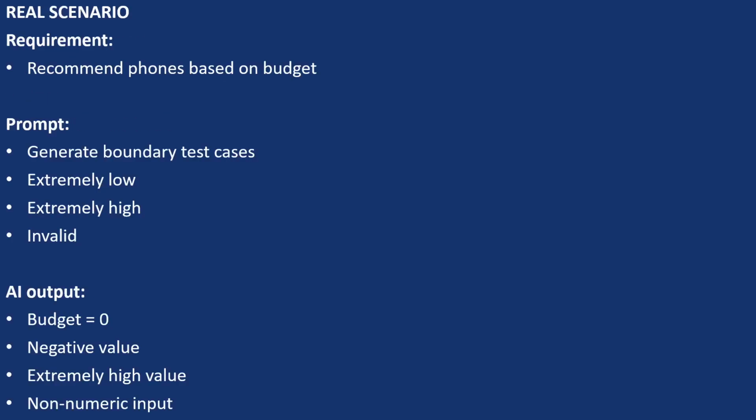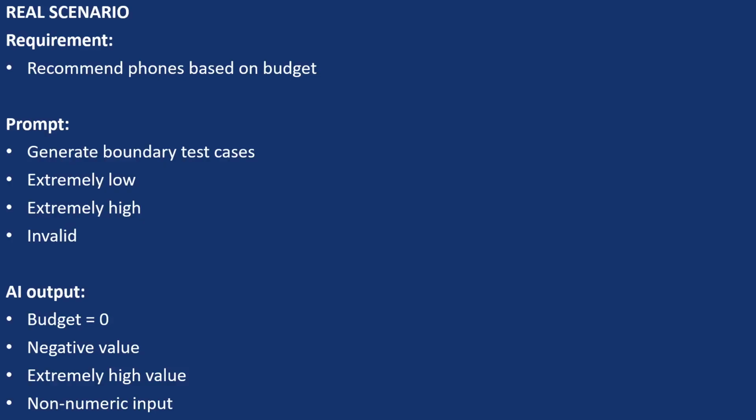Now let's apply everything to a real project, for example MobileGPT. It recommends phones based on the budget. So the tester's prompt is: generate boundary test cases for phone recommendation when budget is extremely low, extremely high, or invalid. AI will suggest budget as 0, budget with a negative value, budget with an extremely high value, and budget with a non-numeric value. These edge cases would take time to think of manually, but with a good prompt, you can get them in seconds.